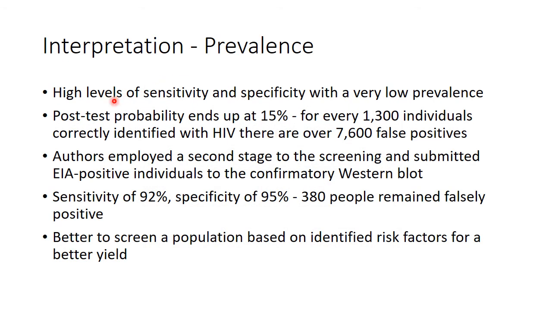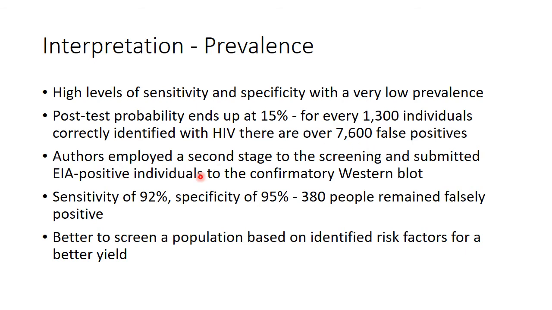So again, the test has a high level of sensitivity and specificity, but with a very low prevalence. That still means that the post-test probability ends up at around 15%. So that means that for every 1,300 individuals who you correctly identify with HIV, there's going to be over 7,600 false positives, right? That's a lot of false positives.